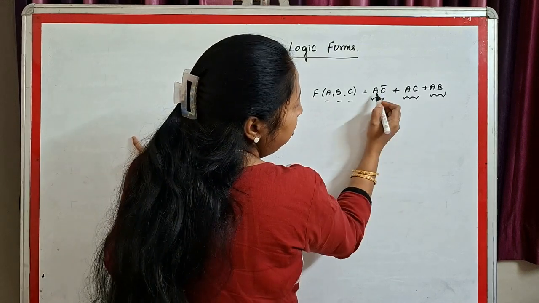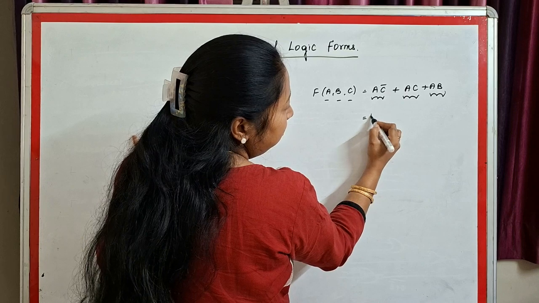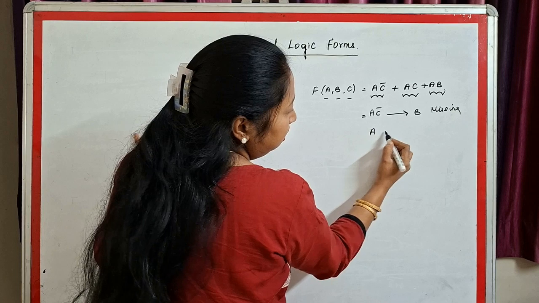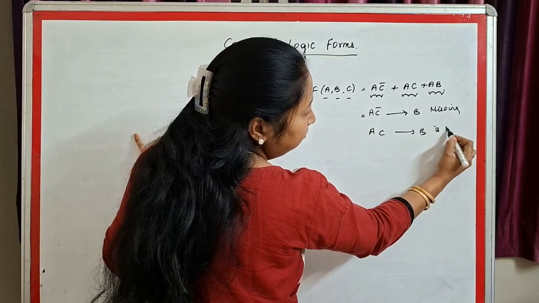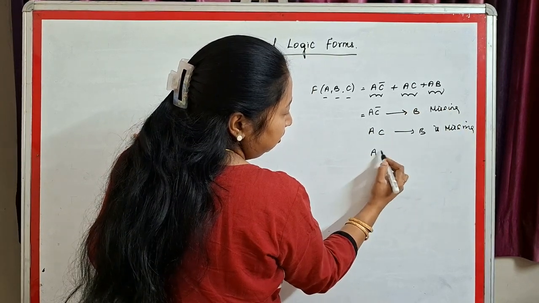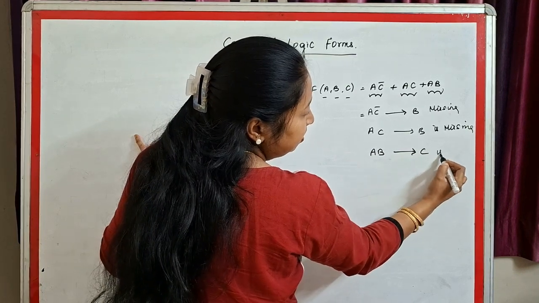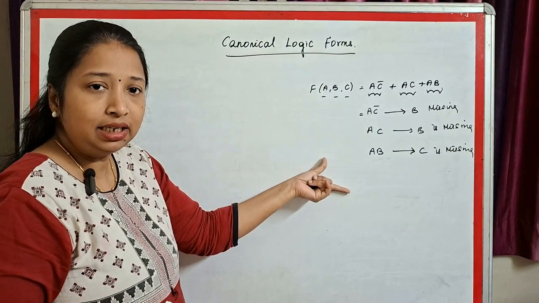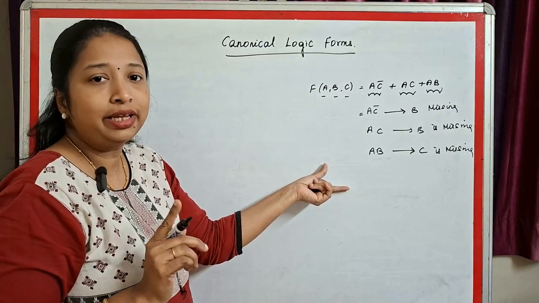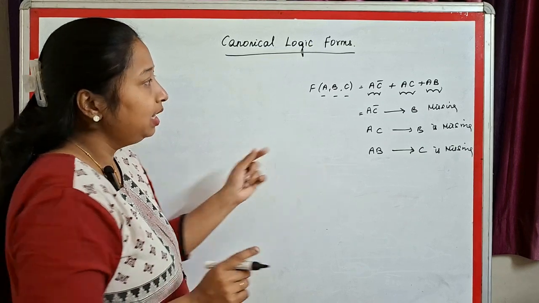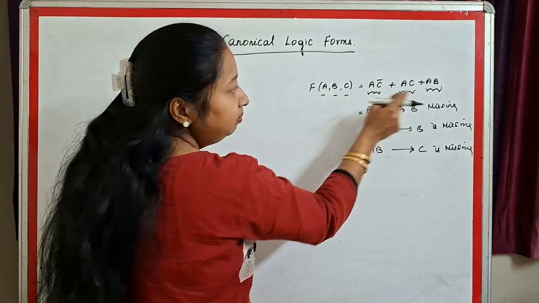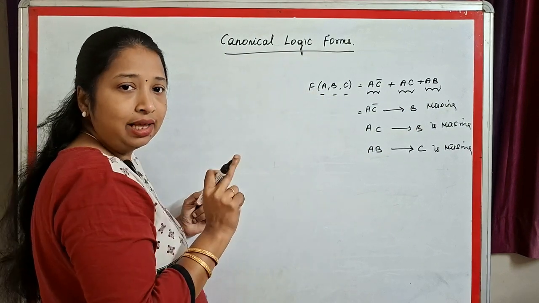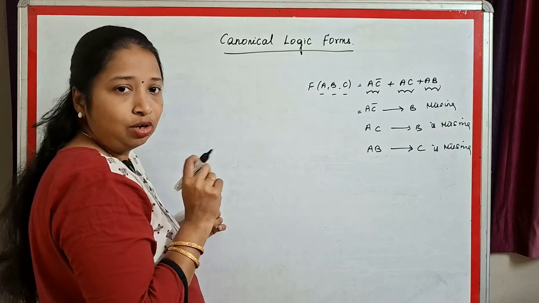Here, when you see what variable is missing, in the first term, B is missing. In the second term, again, B is missing. In the third term, which variable is missing? C is missing. If we have some missing elements in the min term, then it is called a non-canonical form. Canonical means every single min term in that expression should have all the three variables in it. Only then is that expression called a canonical standard form.